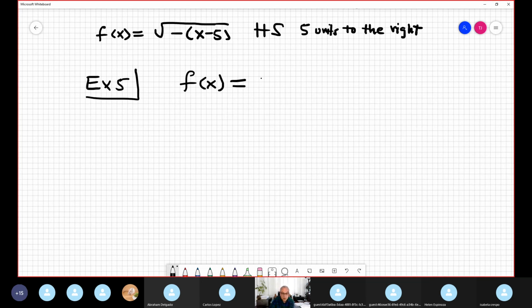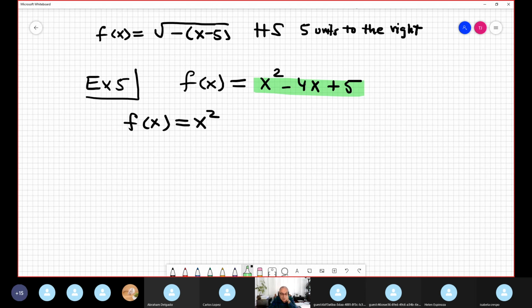Suppose f of x equals x squared minus 4x plus 5. I suppose it's a parabola, no? I suppose it belongs to the family of parabolas, no? But for me it's not clear what transformation I apply, no? Looking at this expression, it's not clear. Okay, so I propose some algebra to manipulate it.